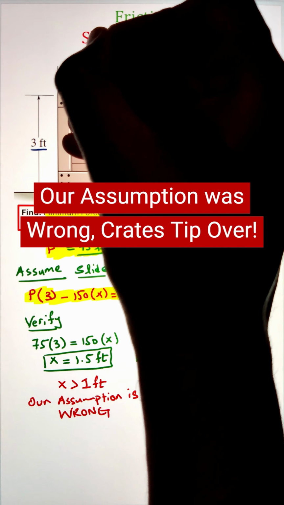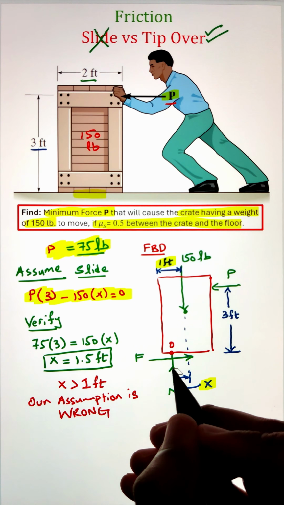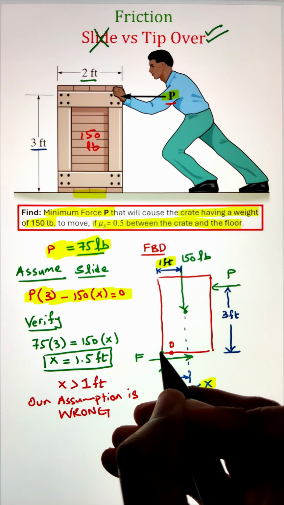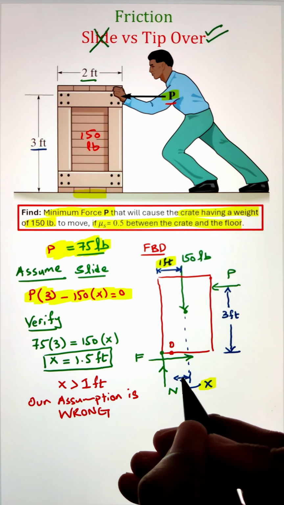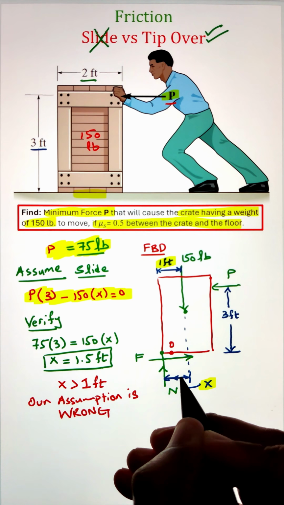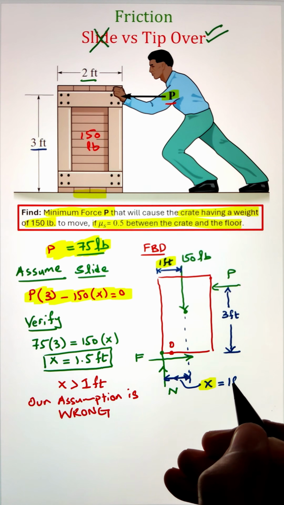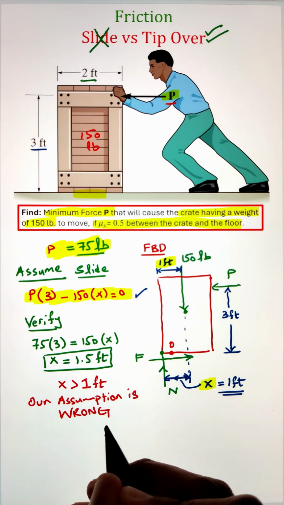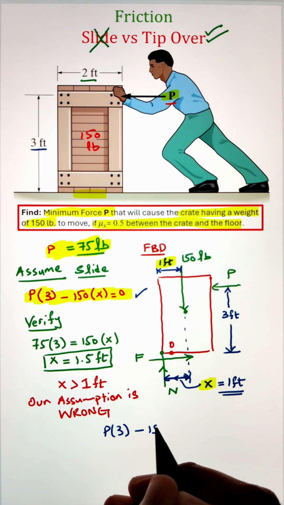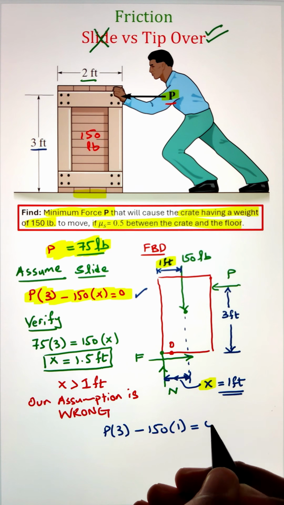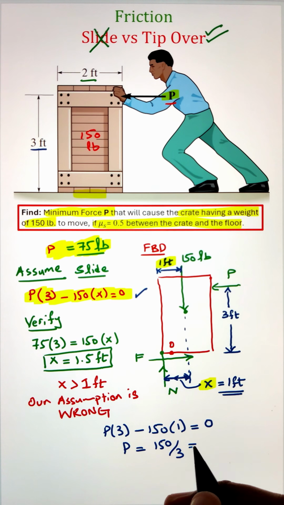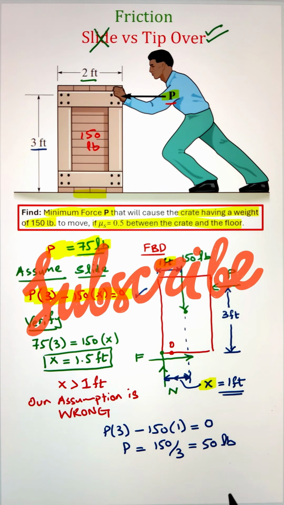Since our assumption of sliding is incorrect, the actual phenomenon will be tip over. Now, since it is going to tip over, the normal will act at the very extreme of the crate and our value of x will be equal to 1 foot. Now, let's go ahead and plug that value back into our expression of 3 times P minus 150x and solve for the minimum force required for this to tip over. Simplifying, we get the value of P equals 50 pounds.